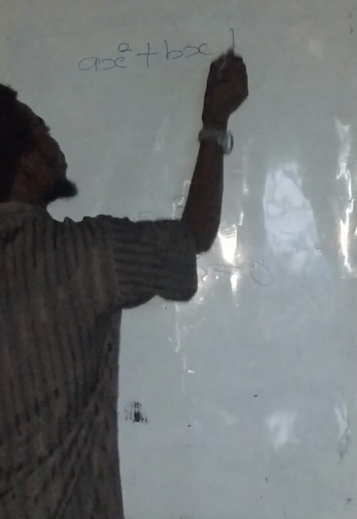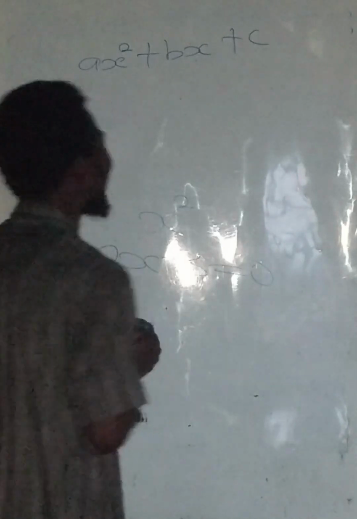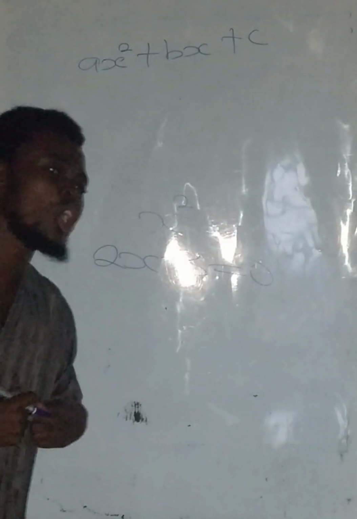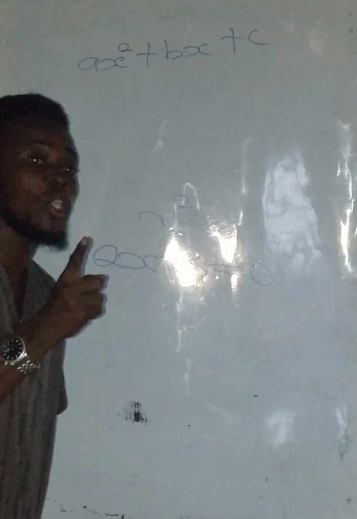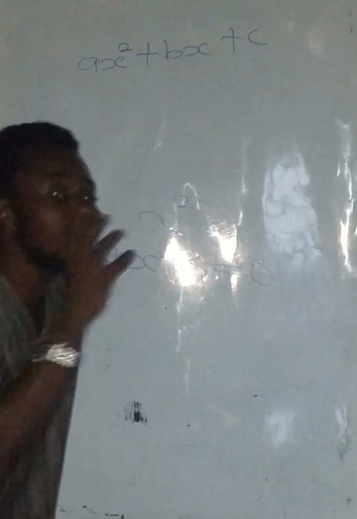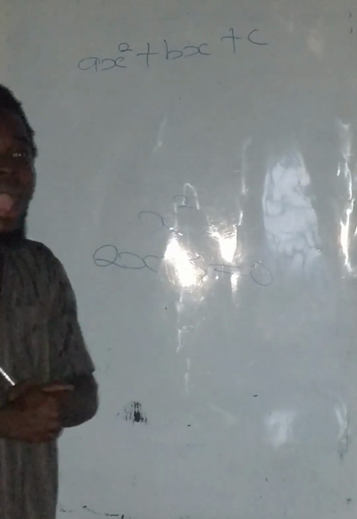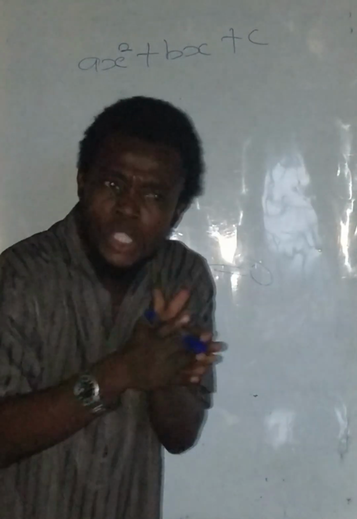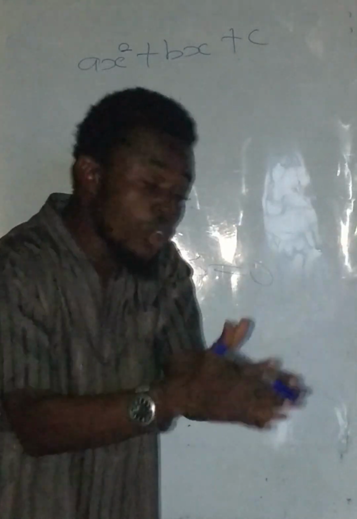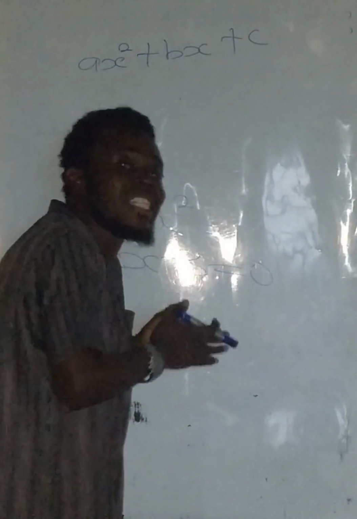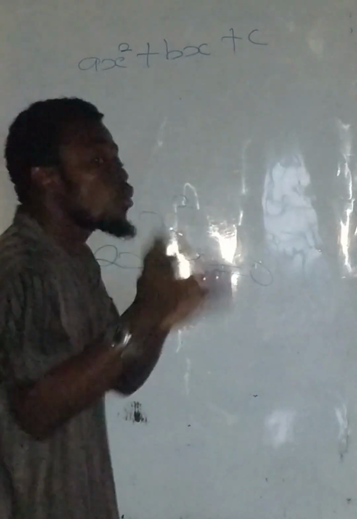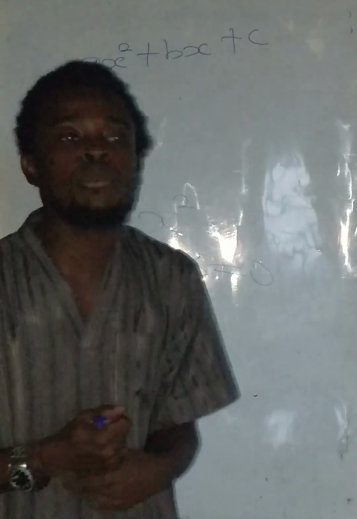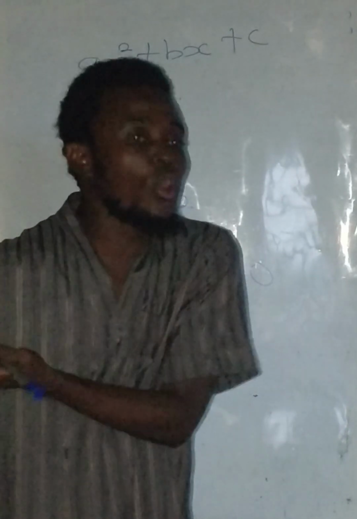plus bx plus c. But in this case here, is this an equation? No. This is not an equation. Why? Because there is an absentee. What is that? The equal sign, right? The equal sign is absent. So whenever you see the operators, plus, minus, a variable and a constant, and you do not see the equal sign, that is called an expression.